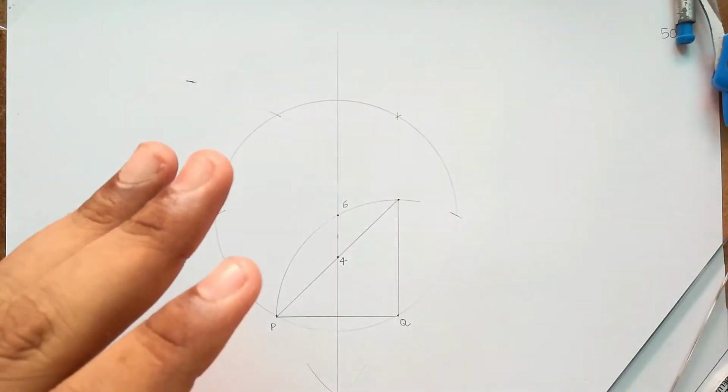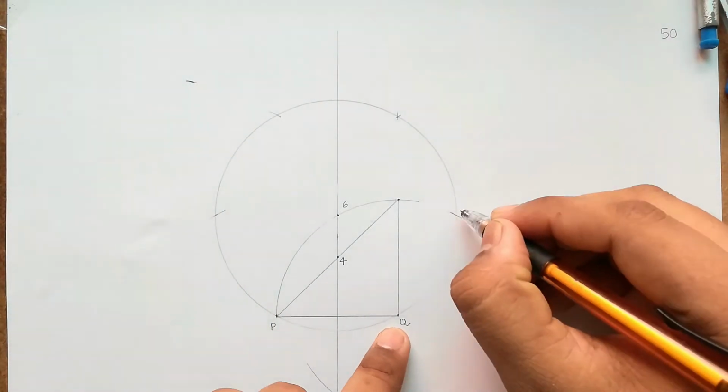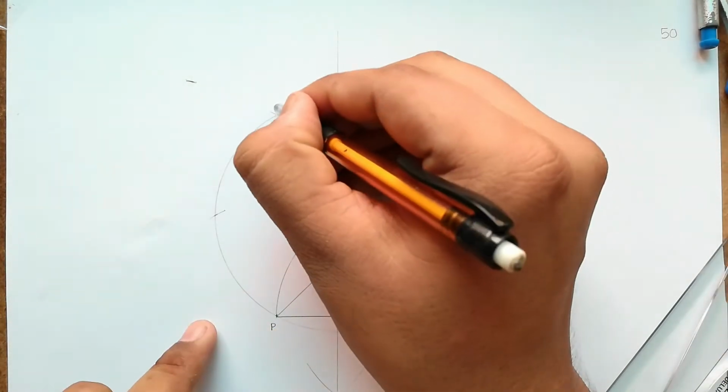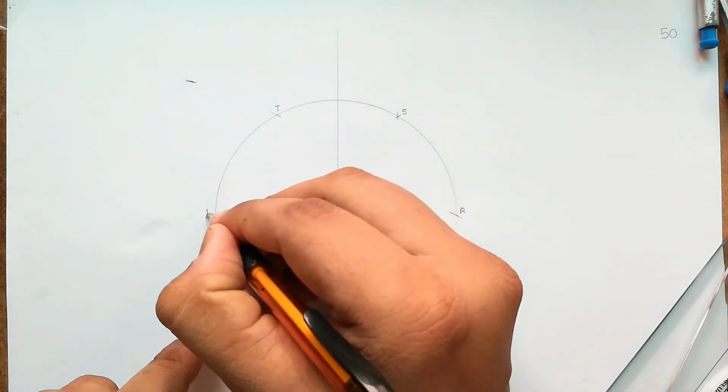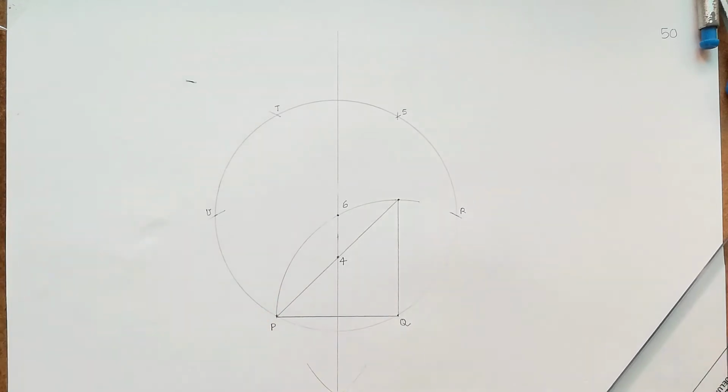Once we are done, we will give it a numbering. Let me say this is PQ, so I can say this is R, S, T, U. And I will connect all these points, which will give me the hexagon.